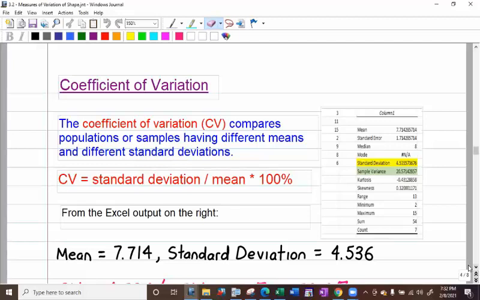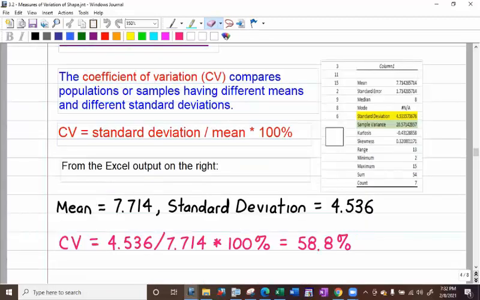So for this particular example, those same numbers we were using, you take the standard deviation, which is 4.536, divided by 7.714, and just multiply it by 100 to convert it to percent. So you get 58.8%.